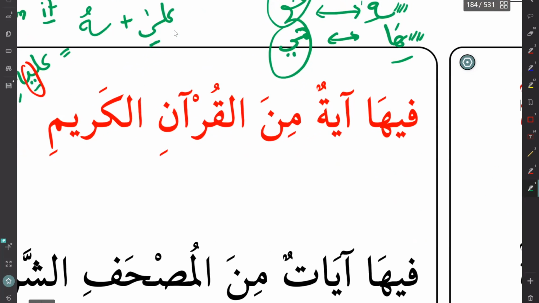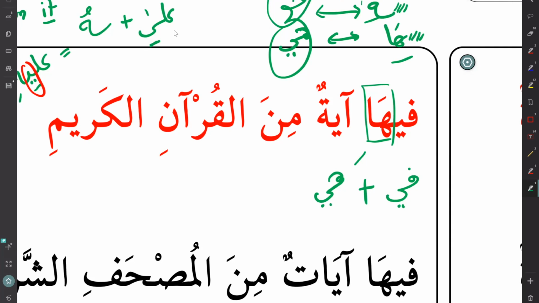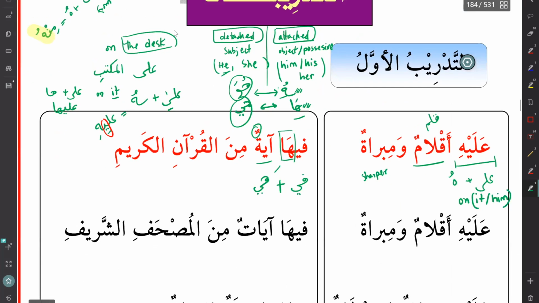So here we have fiha. As you can see, you can quickly recognize this ha is coming from your attached pronoun. Okay, so this one represents what? Here. So we have fi and here, and it is fiha. That means in it or in her. Depends, right? Depends on the context. Let's see what it says. Ayatun is a verse min al Qur'anil Kareem, a verse from the noble Quran. So obviously here it means it. In it is a verse from the noble Quran. Makes sense?